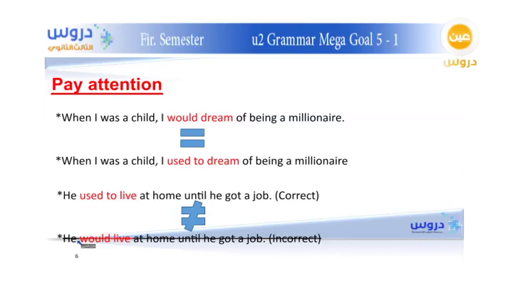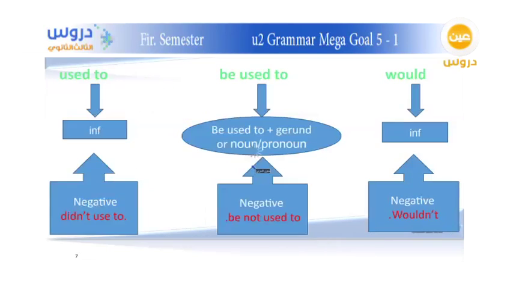And here we have omitted sentences, but let's read it. He would live at home until he got a job. So why is this incorrect when this is correct? Because the rule says that if you want to talk about where you lived in the past, you can use used to, but you cannot use would. So if you want to talk about an action that happened in the past, use would or used to, it's okay. But if you want to talk about where you lived in the past, use only used to and not would. The rule says.